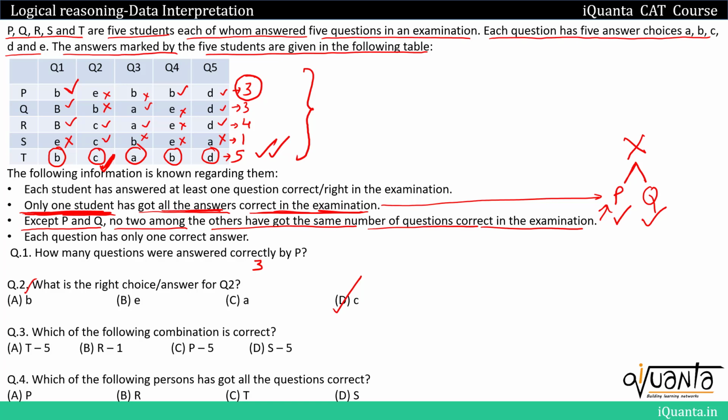Which of the following combinations is correct? So T is answering 5, R is answering 1, no, this is incorrect. P is answering 5, incorrect. S is answering 5, this is incorrect. Question number 4: which of the following persons has got all the questions correct? So it is T over here.